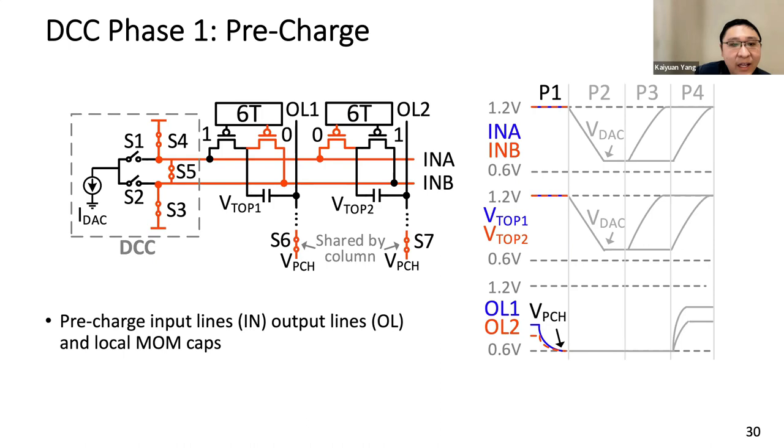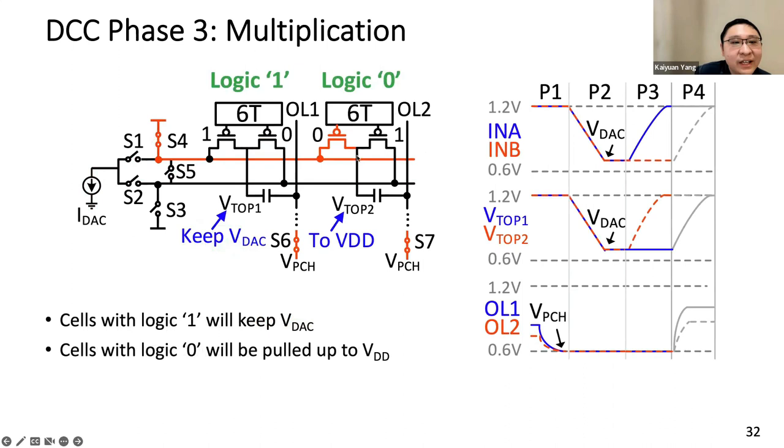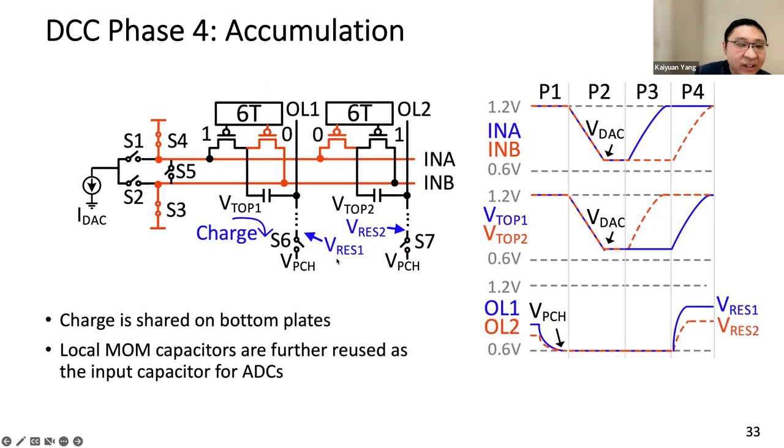And then depending on the, so this is the charging process. And then depending on the value of your SRAM cell, which stores the weight, you will either charge this intermediate node to VDD, or you keep it to the previous value. This is essentially doing the multiplication with a zero or one. And then after that, we will do the charge sharing, which performs the final MAC operation.